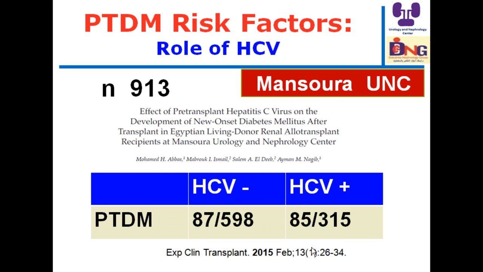But in this cohort of patients, including a larger number of patients, the presence of diabetes is significantly higher among the hepatitis C patients. So 85 out of 300 of those who were HCV positive had post-transplant diabetes, and 87 out of 598 hepatitis C negative patients developed diabetes. Again, hepatitis C in this cohort is significantly associated with diabetes.